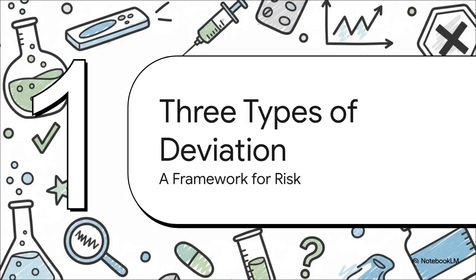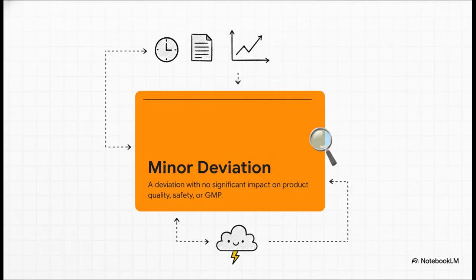So here's the deal. To handle risk the right way, deviations get sorted into three different types. And this isn't just about putting labels on things. It's a framework that literally dictates every single thing that happens next. First up, you've got your minor deviations. Think of these as the small stuff, things that don't really pose a threat to the patient or the product. A classic example? Maybe some non-critical paperwork gets filled out a little late. It's a blip on the radar, for sure, but it's not a hurricane.